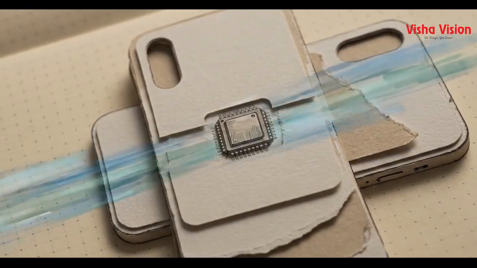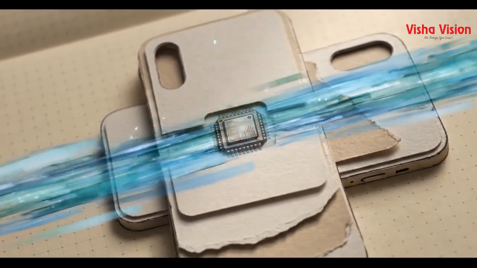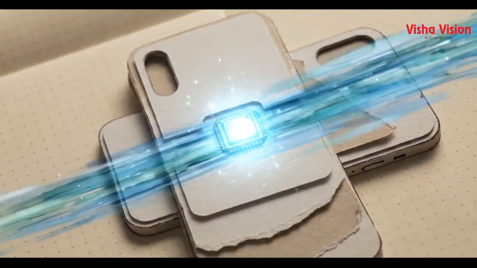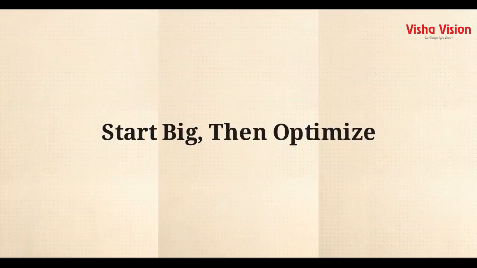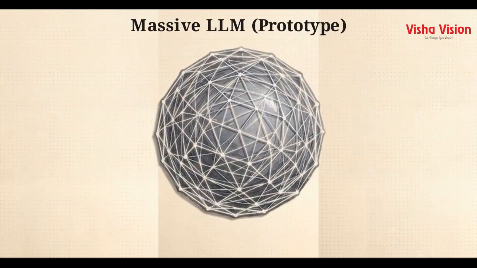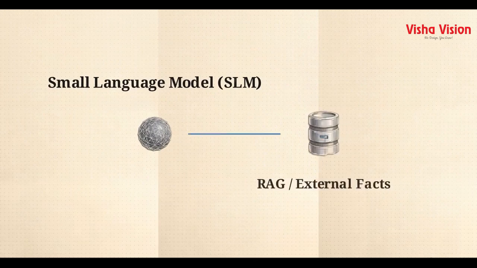They are your go-to engines when speed is your top priority, when you need to run AI on edge devices like a smartphone, or when you are processing millions of documents and need to keep costs low. The proven strategy for balancing these two is to start big, then optimize. You prototype your application using a massive LLM to validate the core idea. Once it works, you shrink your architecture down to an SLM and pair it with RAG to keep it smart and efficient for production.